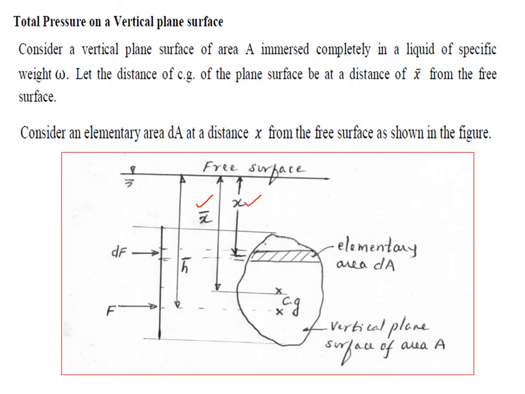Now find out the pressure. As usual, you consider an elementary area and find out the pressure intensity. So what is the pressure intensity here? The pressure intensity on the elementary area is omega into x. If you multiply by the area dA, you will get the force, that is dF. In this case dF goes on changing because x goes on changing. Now consider the entire area to be made up of such elementary areas, find dF for each of these areas, and then sum it up, and you will get the total force. This is what will be done in the derivation.